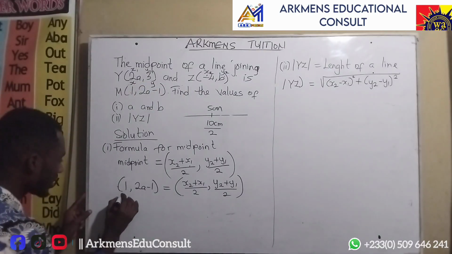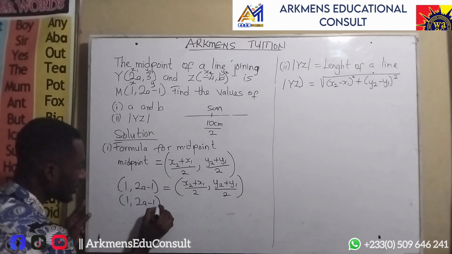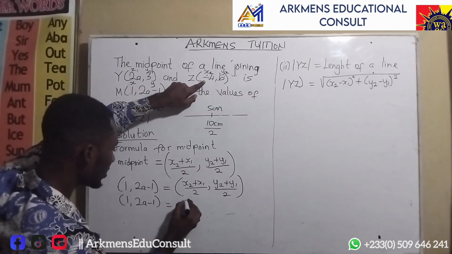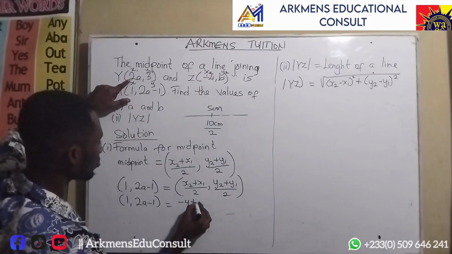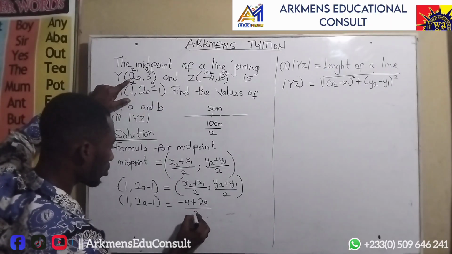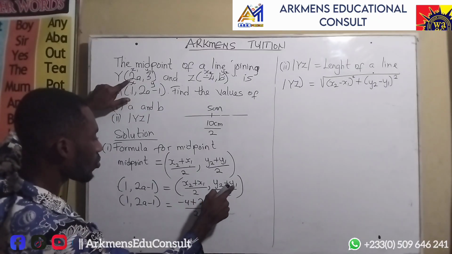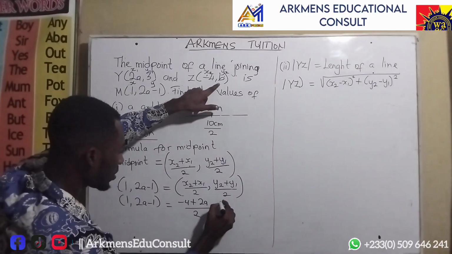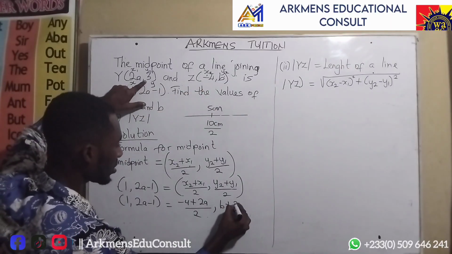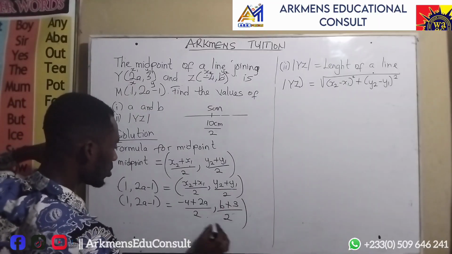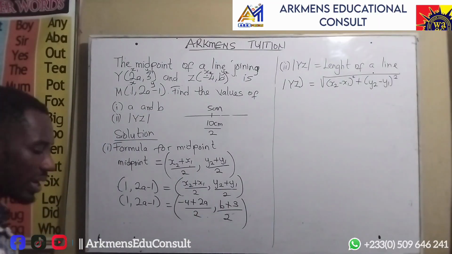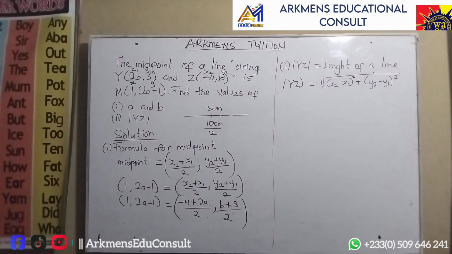So here, I've already substituted. You have (1, 2a - 1) equal to my x2, which is negative 4, plus my x1, which is 2a, all over 2, comma, then (y2 + y1) over 2. My y2 over here is b, and my y1 over here is 3, all over 2. Now that I have it this way, to make it clear for you to understand, we are going to separate them one after the other and solve it so that it becomes easy for us.